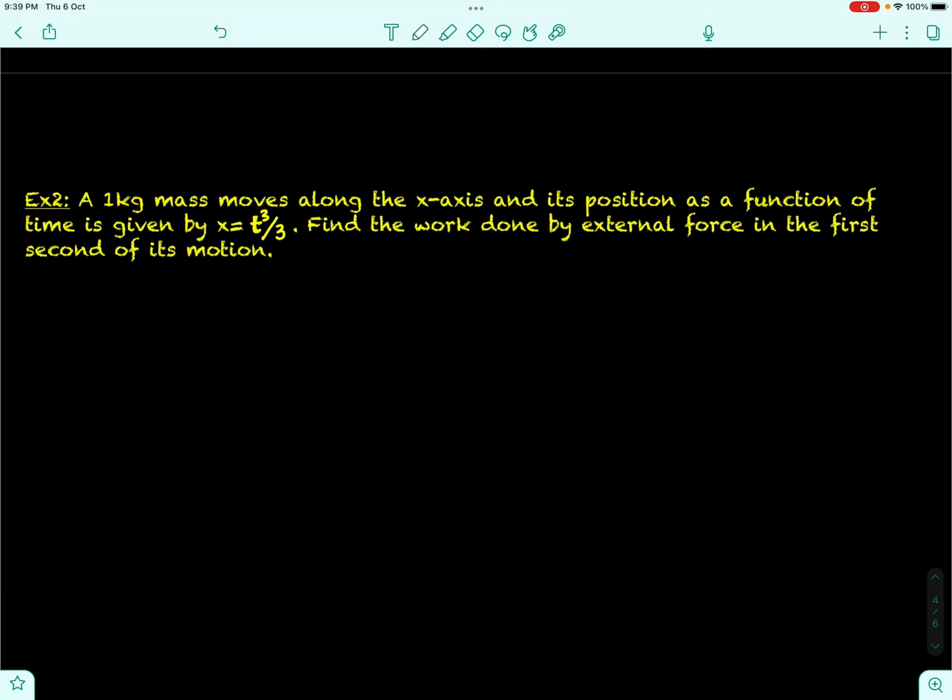Let's observe a few things. The position of the particle as a function of time is given as x is equal to t cubed by 3. It is a function of time. That means as the time changes, the position changes, but see that it is not a linear function, it is a cubic function in fact, which makes us understand that there is an acceleration involved here. In fact, we can find out that acceleration.